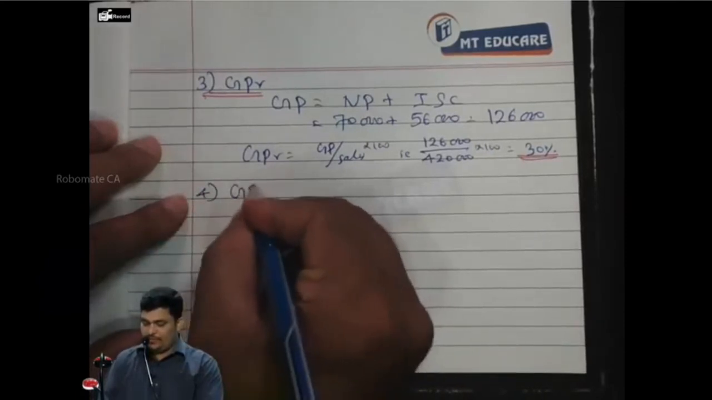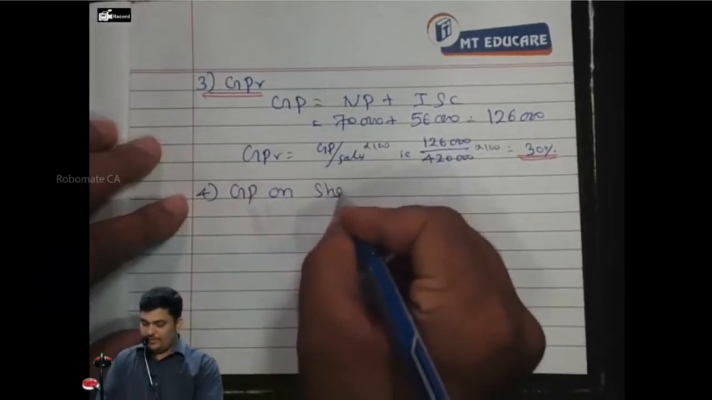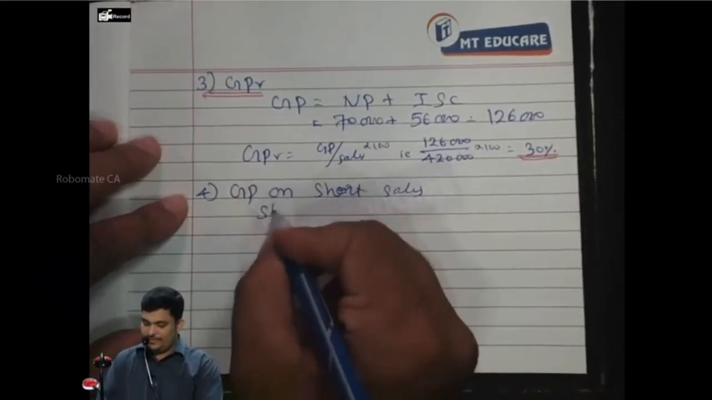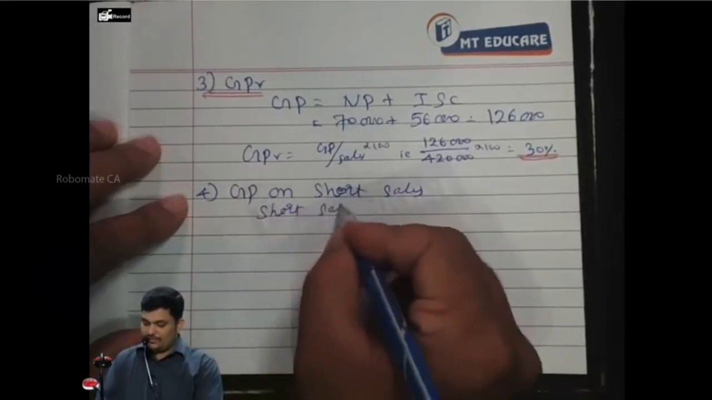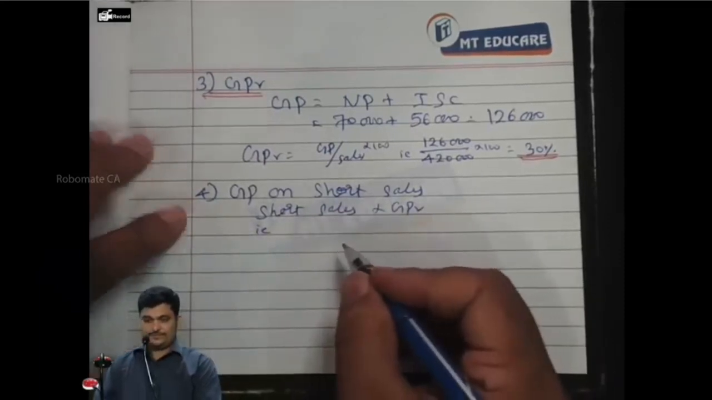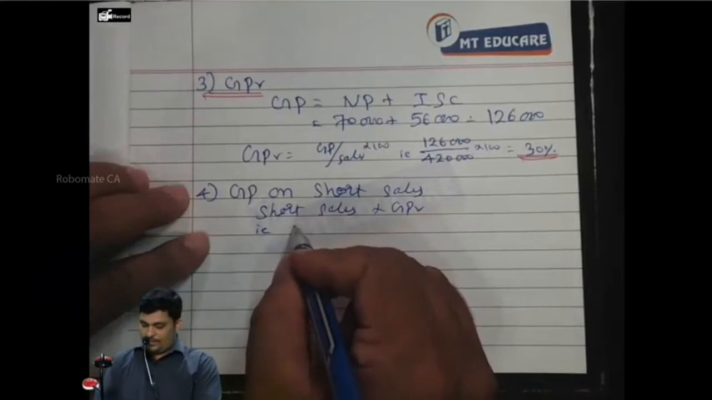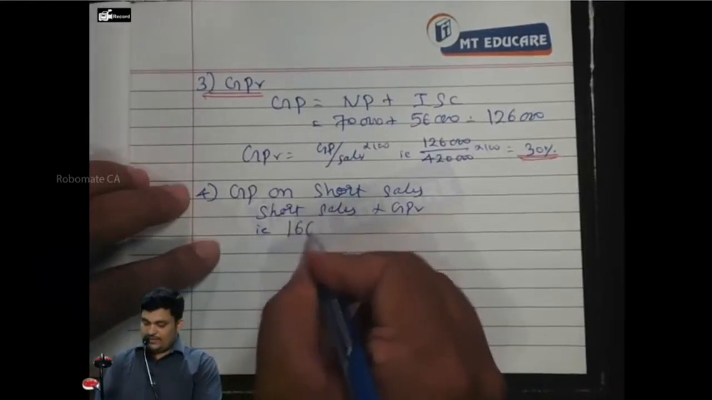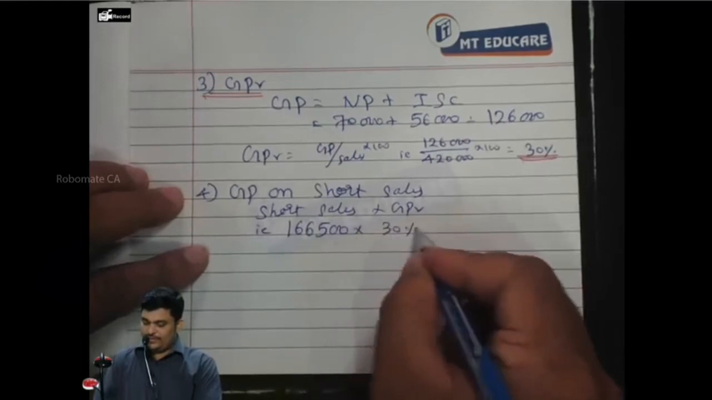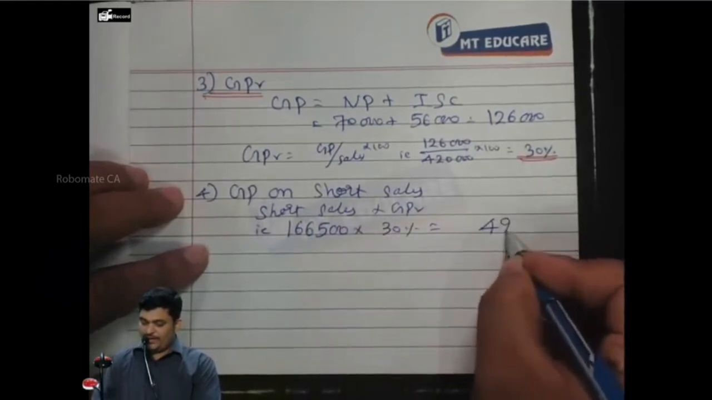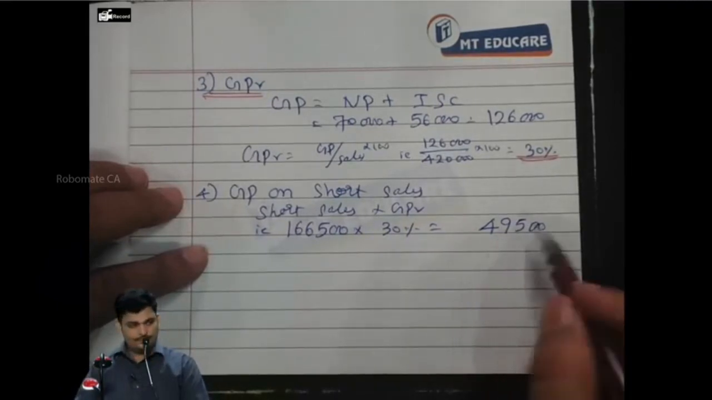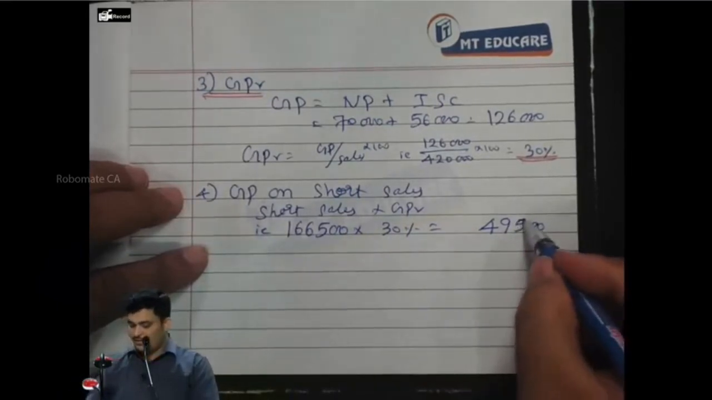Step number 4, gross profit on short sales will be short sales into gross profit ratio, that is 1,66,500 into 30%, which is 49,500.